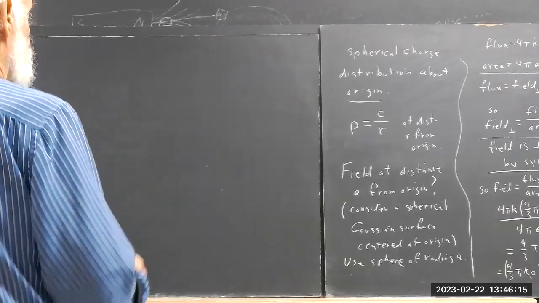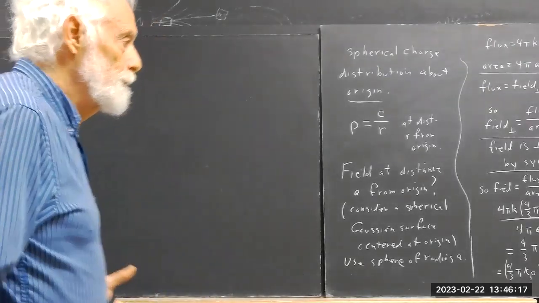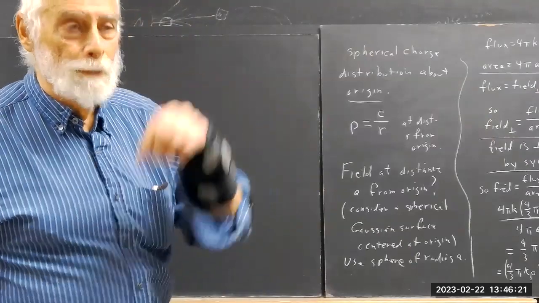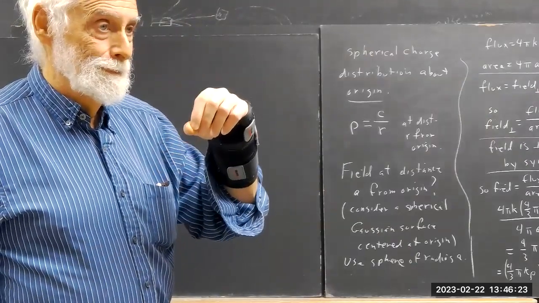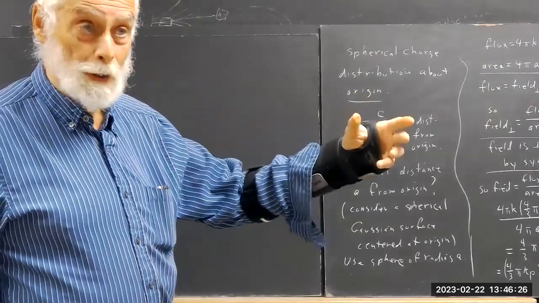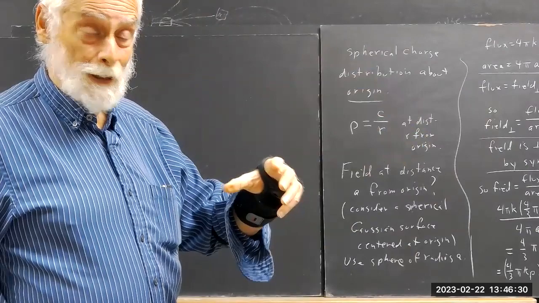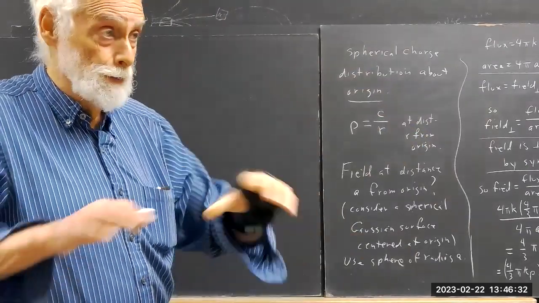Okay, so we see, just as in the previous example, the flux is just a multiple of the charge. So if we know the charge, we know the flux.